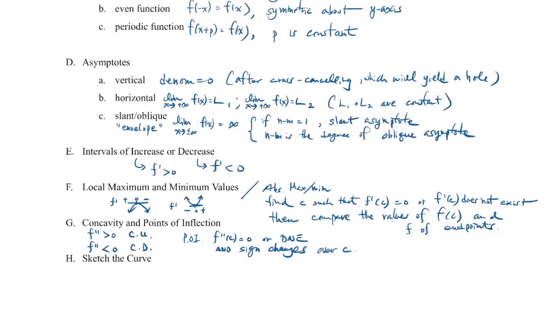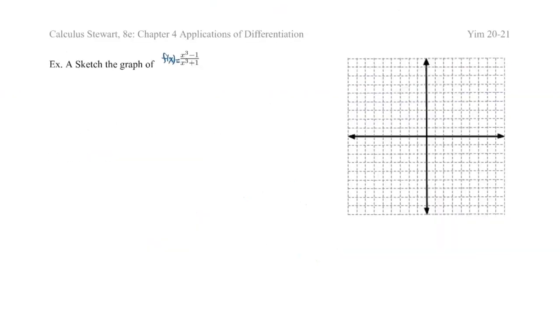All right, concavity up is when f double prime is positive, concavity down is negative. And the way to find a point of inflection is, first what you do is f double prime is equal to 0 or does not exist, and you're looking for a sign change. Sign has to change. If it does not change, then it's not an inflection point at that x value. Okay, sounds good. And then we end up sketching. So here is what we're gonna graph.